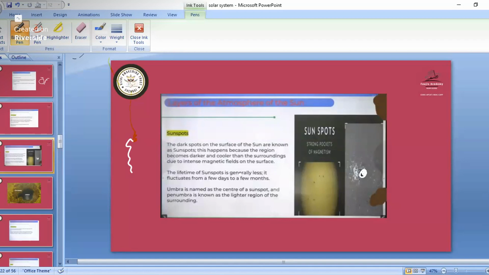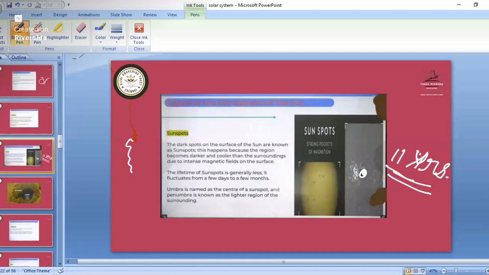The lifetime of sunspots is generally short. Sunspots will be visible only once in 11 years. Remember that sunspots can be seen once in 11 years. The lifetime fluctuates from a few days to a few months. After 11 years it will start again.